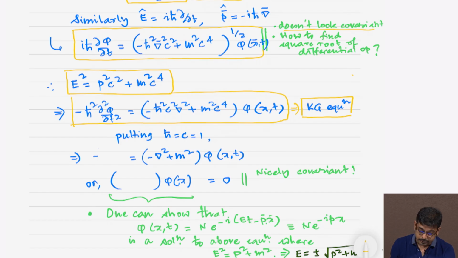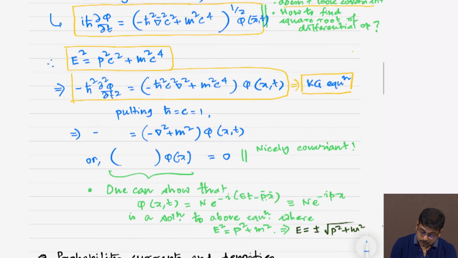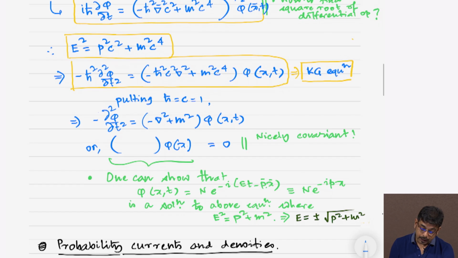So, this is called the Klein-Gordon equation. Now, if you put h cross equal to c equal to 1, what happens? This equation simplifies and you have ∂²φ/∂t² equal to minus (−∇² + m²) φ(x,t). Now, I am going to bring this ∂²φ/∂t² to the other side, and then the equation is ∂²φ/∂t² − ∇²φ + m²φ equal to 0, right.